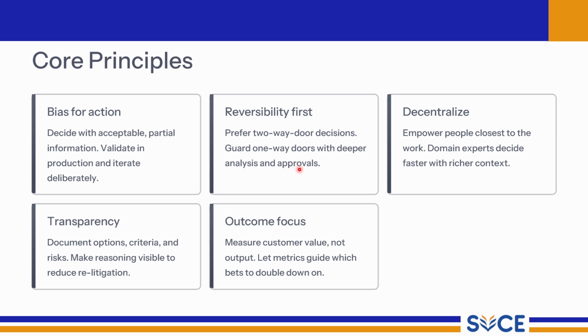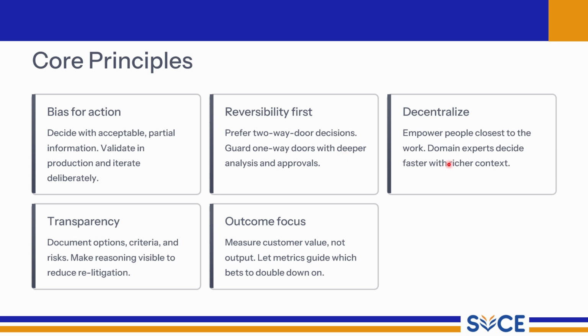Our next principle is reversibility first. Prefer two-way door decisions. Guard one-way doors with deeper analysis and approvals. So, make choices that can be reversed easily. Save deep analysis for big one-way bets. So, keep your doors always open.